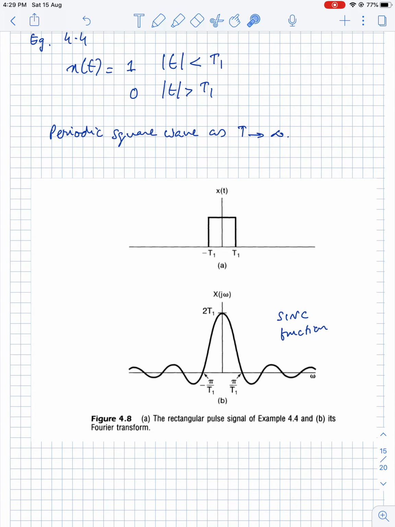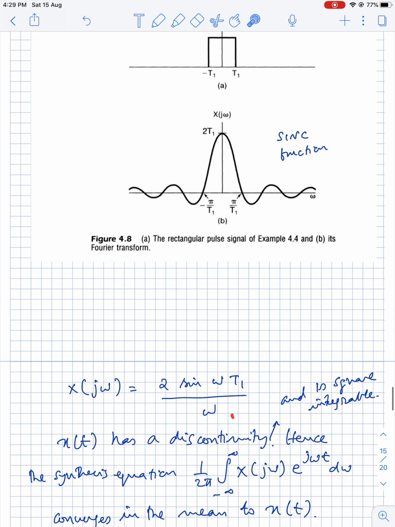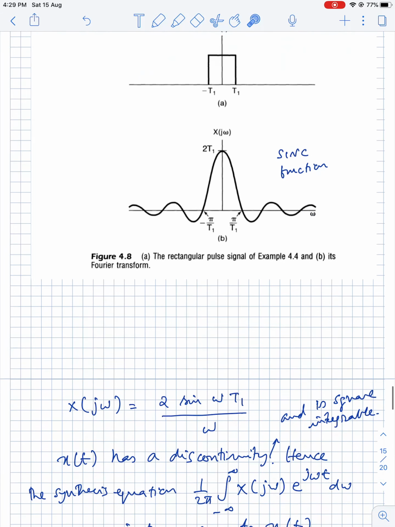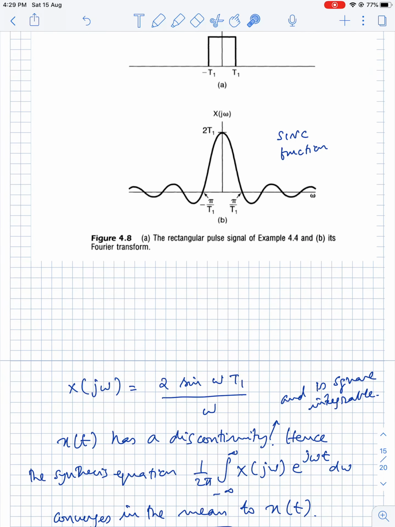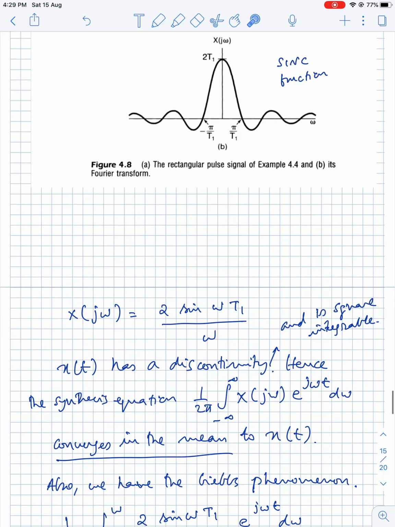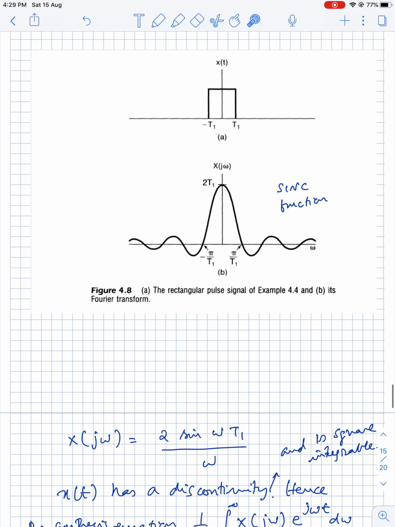If you plot this function, it is going to be a real function because our signal here is real and even. So our Fourier transform will also be real and even. The Fourier transform looks like this, and if you plot this function, it looks like this. This type of function is known as a sinc function. We will see this again in the next example.